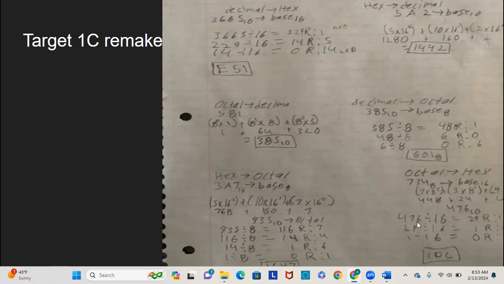So I took 476 divided by 16, 29 remainder 12. And then 29 divided by 16 equals 1, remainder 13. And then I took 1 divided by 16, that's 0, remainder 1. So the answer would be 1DC, because D is 13 and C is 12 in hexadecimal.